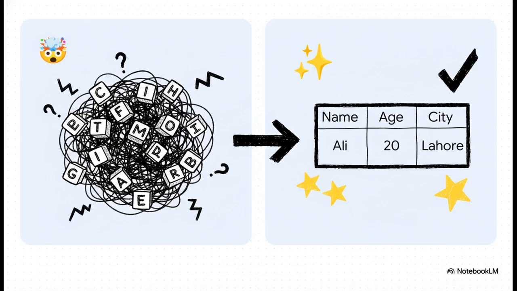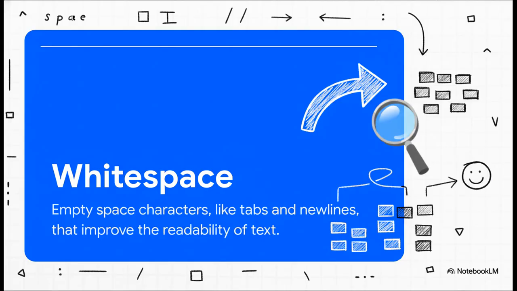Turns out the key is mastering one really simple concept. And that secret ingredient is whitespace. Now, don't let the simple name fool you. Whitespace characters are like the invisible heroes of your code. You know, things like tabs and new lines. You can't actually see them in the final output, but trust me, they are the architects working behind the scenes, telling your text exactly where to go to make it readable and clean.